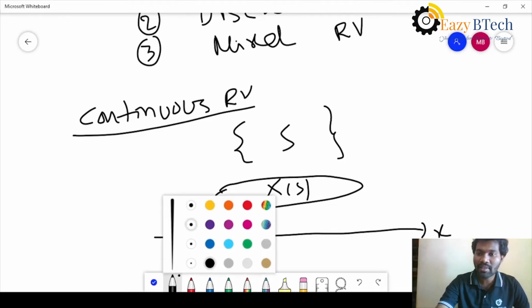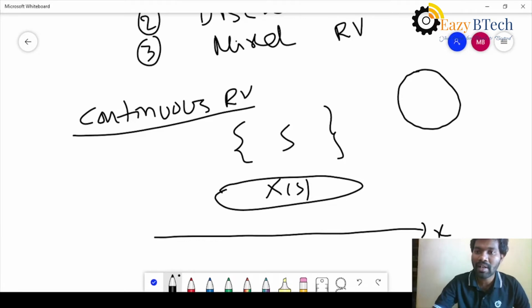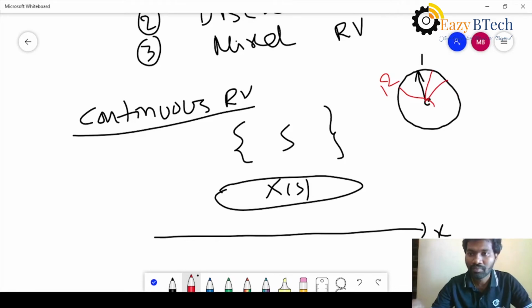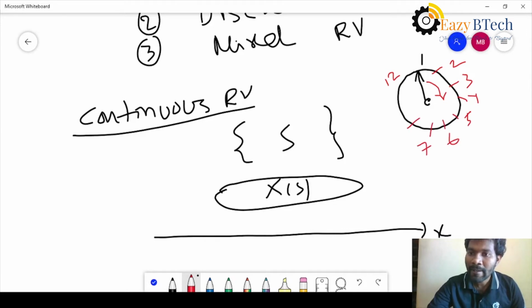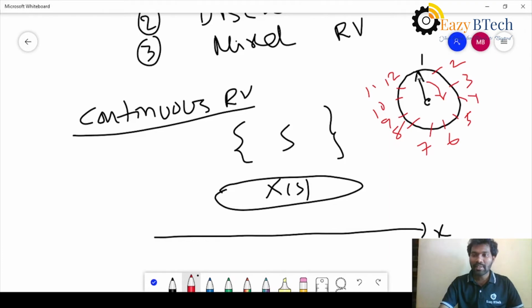So I will take the sample space of our continuous random variable like a clock, or a circle, having values from 1 to 12, and my needle slowly moves like this. Suppose here it is 2, here it is 3, 4, 5, 6, 7, 8, 9, 10, 11. Now see what will happen here: this needle slowly moves but does not jump directly from 1 to 2. That means if it moves slowly, there is a chance of getting infinitely many values between 1 and 2. Why? Because this needle is not discrete, it is continuously moving like this.